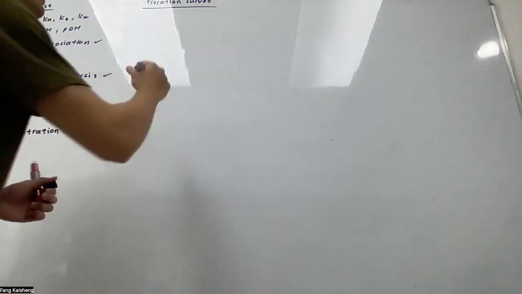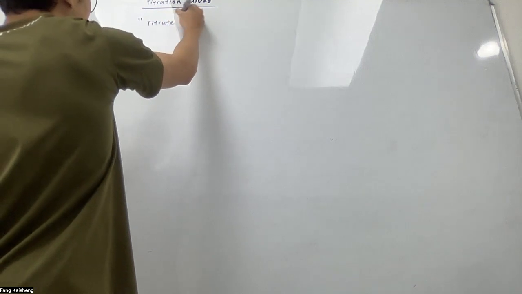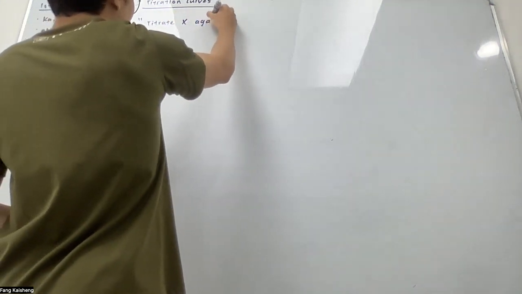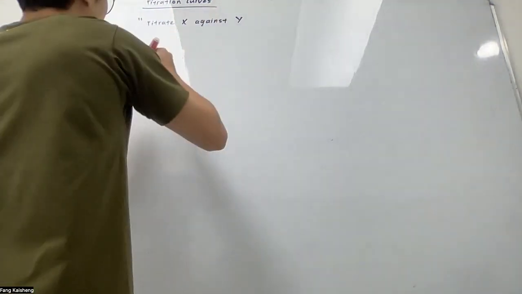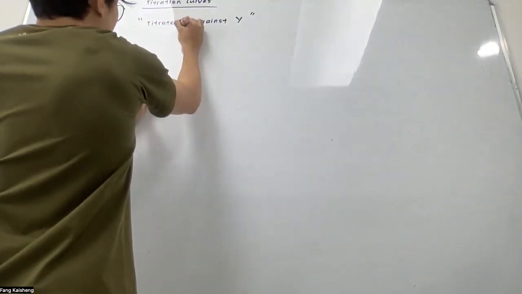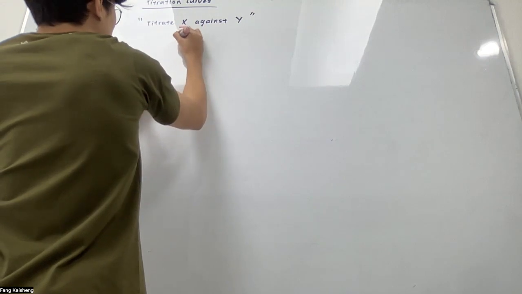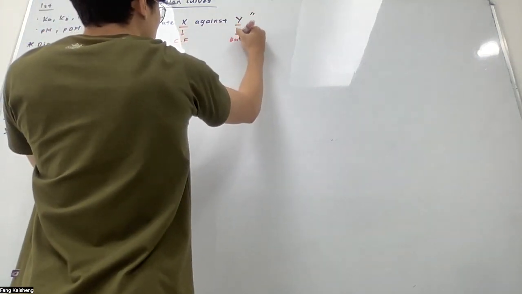This is what they will normally say: I will titrate X against Y. What does the X and Y represent? Where is X and where is Y? The X, please write down, is always in the conical flask. The Y is always in the burette.